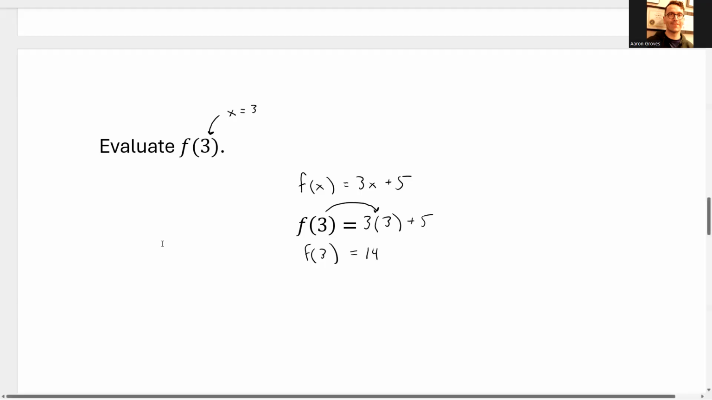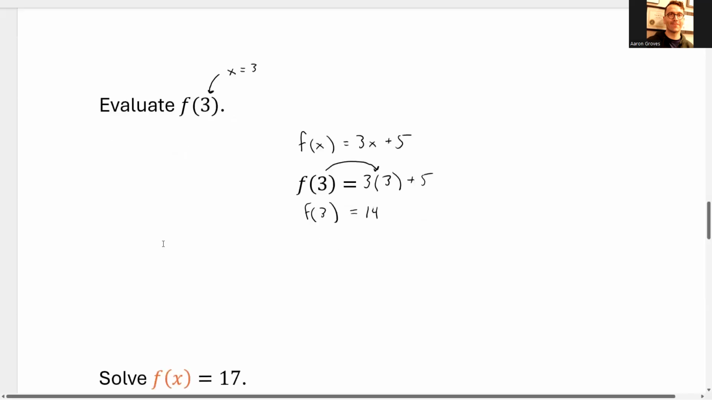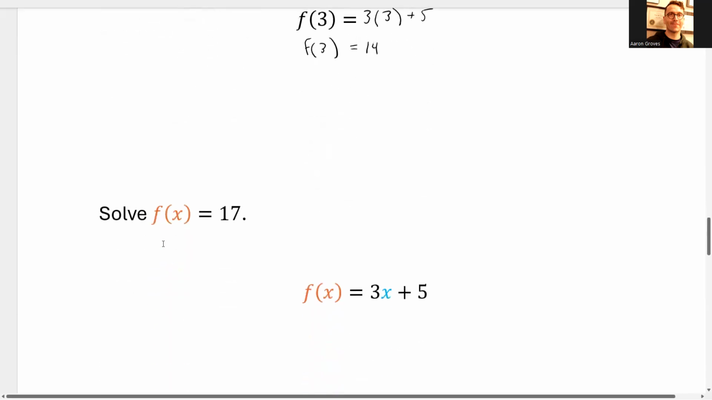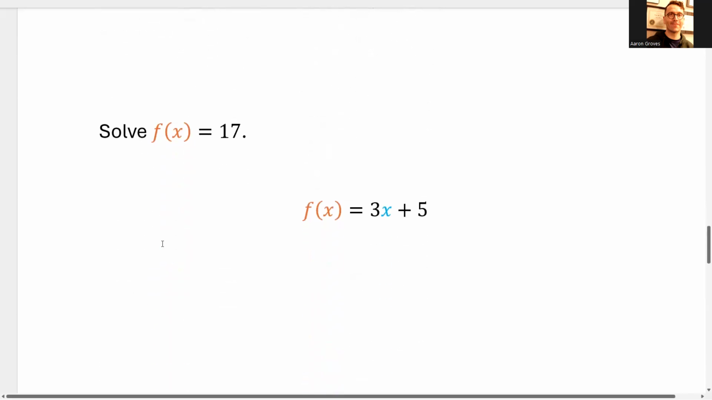So let's try a different way of looking at this function notation. Why don't you go ahead and pause and try to solve f of x equaling 17. So hopefully you paused and tried this out. Well, this one looks a little different than what we've been working on, right? Where our x value is not given.